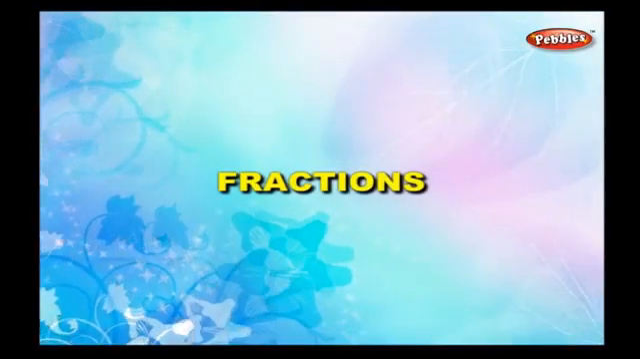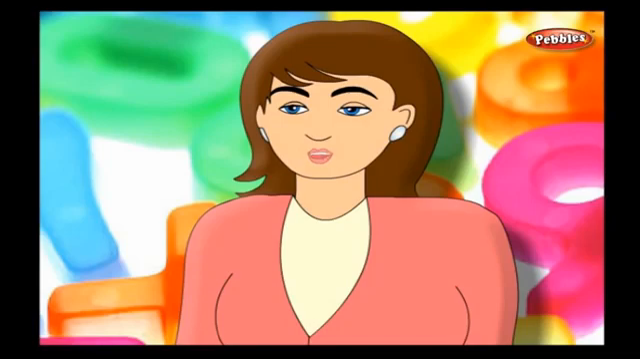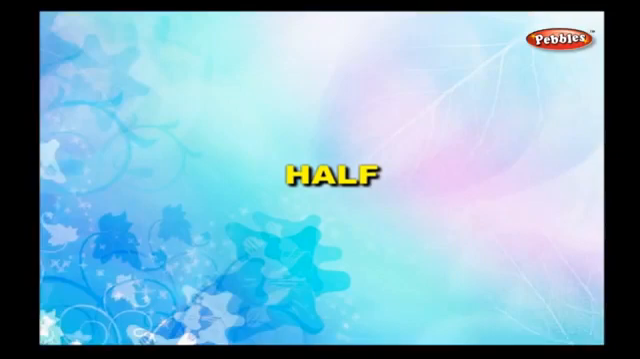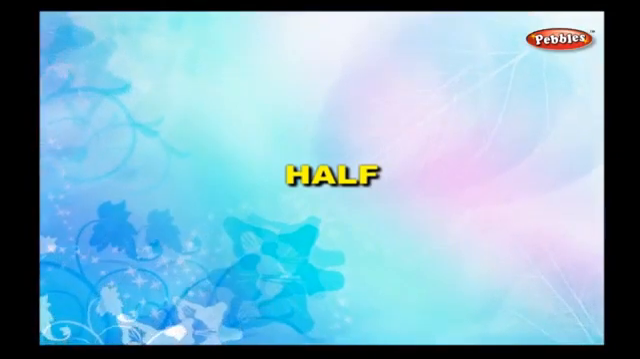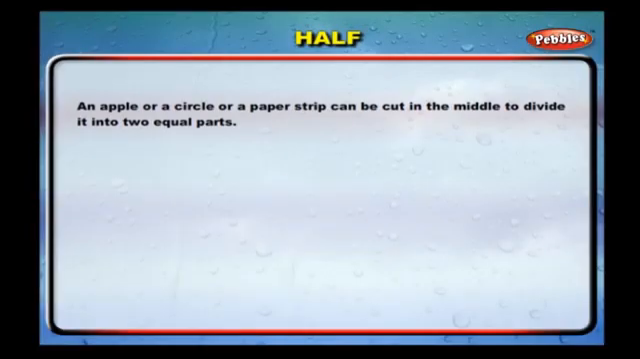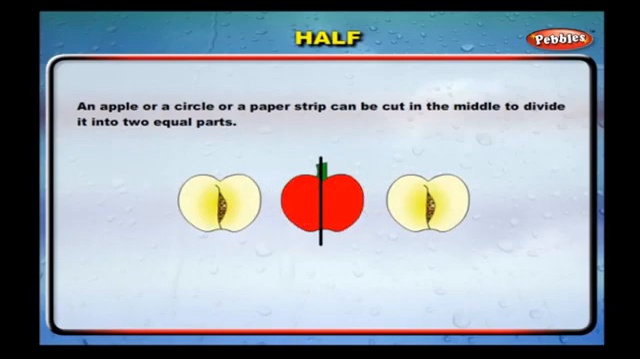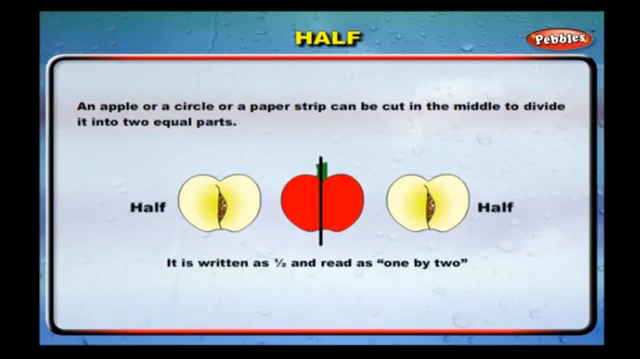Fractions. As studied in class 2, fractions is a part of a whole. Half. An apple or a circle or a paper strip can be cut in the middle to divide it into 2 equal parts. When something is divided into 2 equal parts, each part is called a half. It is written as 1 by 2 and read as 1 by 2.